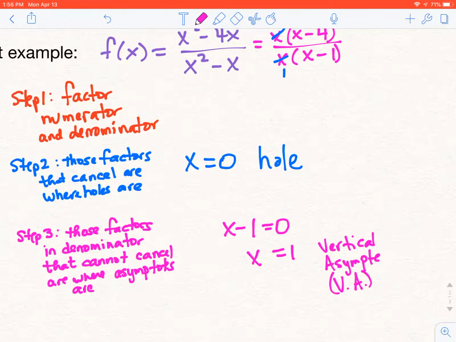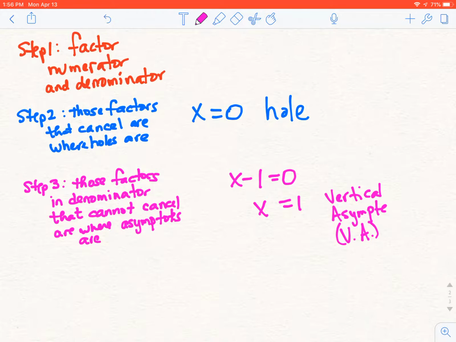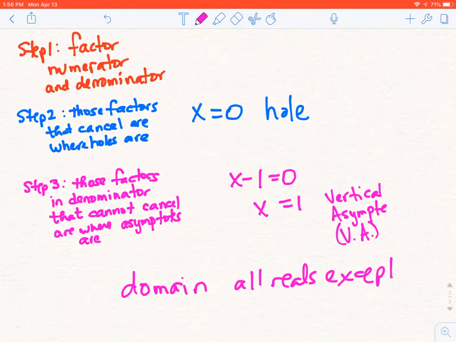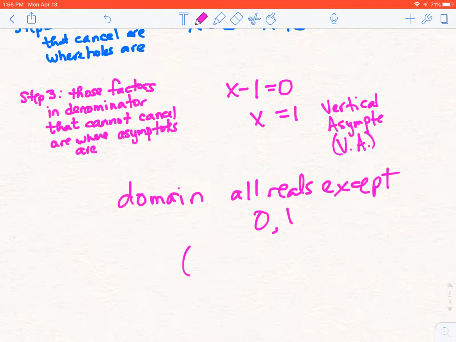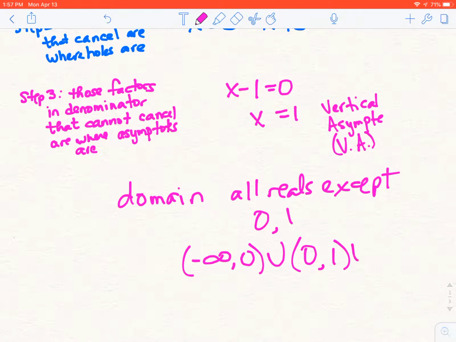So just FYI, real quick, if I asked you what the domain was, the domain would be all reals except 0 and 1, because that's where my hole and asymptote are. And then if I wanted to write that in interval form, negative infinity to 0, and then 0 to 1, and then 1 to positive infinity.